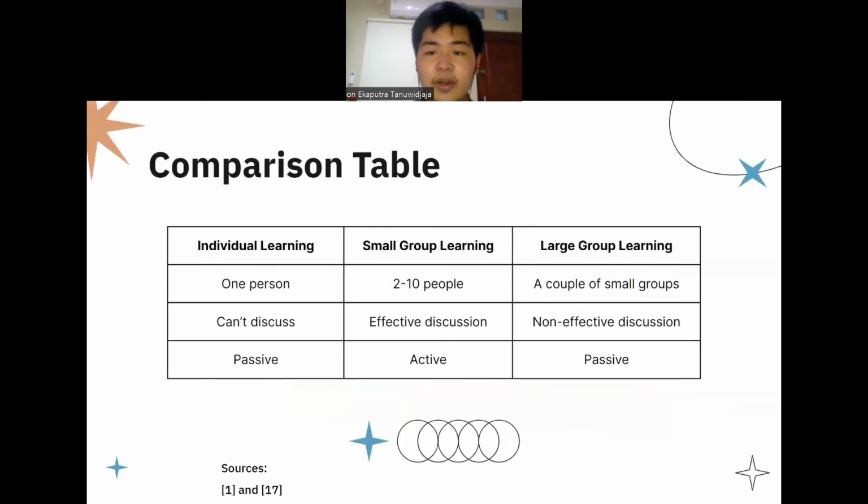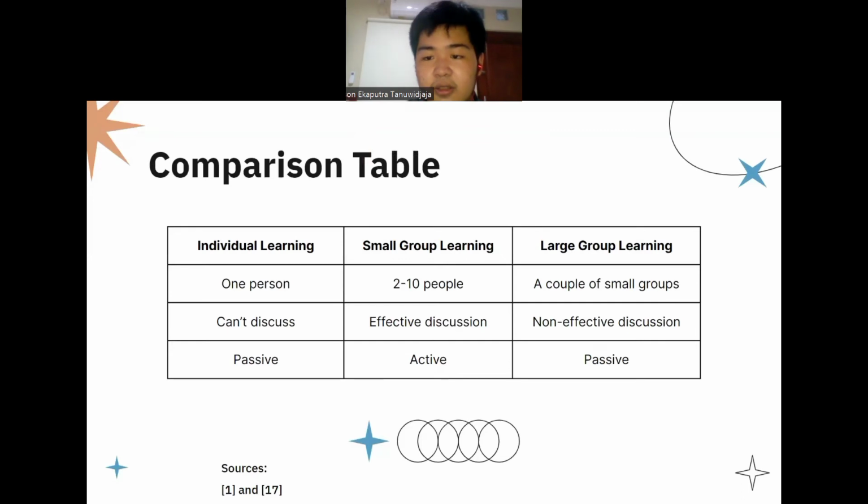This is the comparison table between all three learning methods, which is individual learning, small group, and large group learning. Out of these three, the small group learning method is the only one where everyone in the group is actively participating in the discussion. This is because you cannot initiate a discussion with oneself, and within a large group of more than 10 people, there are bound to be people who won't participate at all. Hence, it's still considered passive.